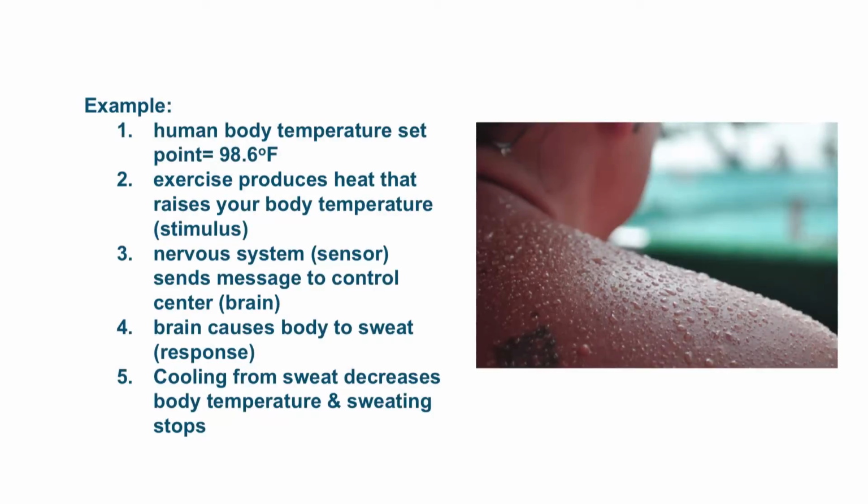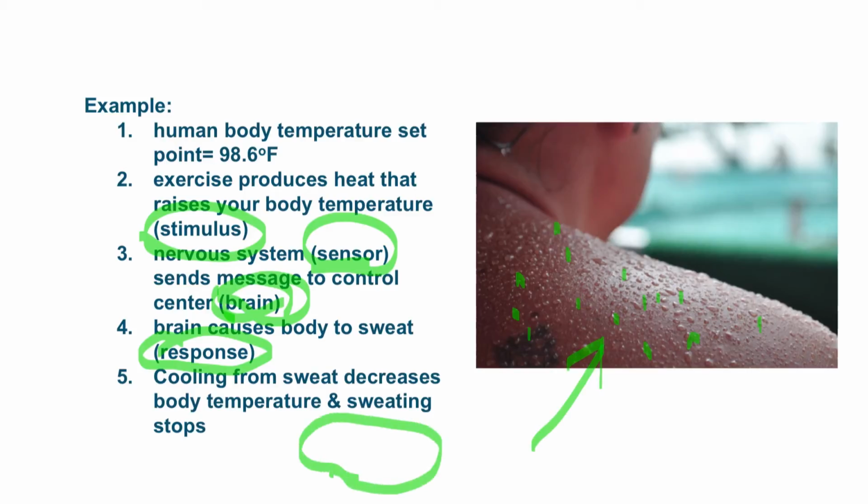So like I said, the human body temperature is supposed to be around 98.6. Exercising, like what this person has done, produces body heat that increases your temperature. And so this is the stimulus that we talked about. The nervous system, which is your sensor, sends a message to the control center that says that the body has gotten too hot. The brain then causes the body to sweat, which is a response. And so you can see the sweat beading up on this person's shoulder here. And the sweat, which is the response, causes the cooling of the body temperature, and then eventually sweat will stop. So you see how this is a negative feedback loop where the particular stimulus causes something that reduces the stimulus.